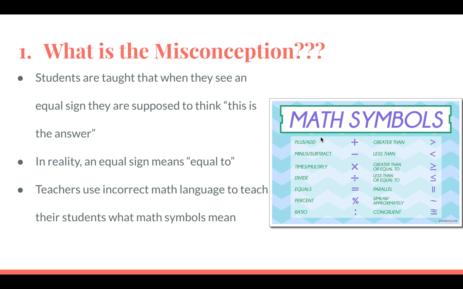So what is the misconception? Students a lot of the time are taught that when they see an equal sign, they're supposed to think this is the answer on the other end. That's not true, because an equal sign actually means equal to, so the two sides are balanced. Teachers using this incorrect math language teaches students that math symbols mean something that they really don't, and it is very confusing for students.